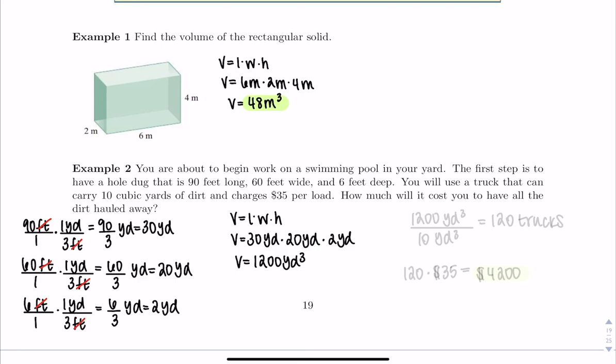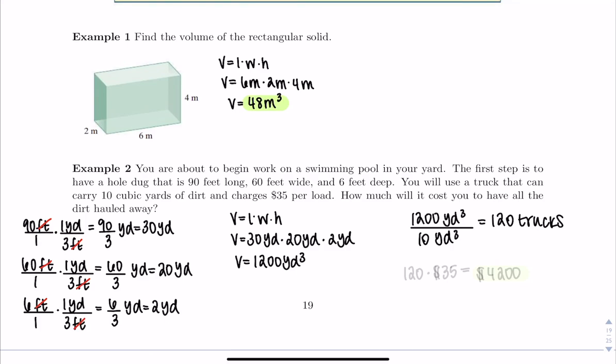Now our trucks can haul away 10 cubic yards. So if there's 1,200 total, and we can only take away 10 at a time, we're going to take our 1,200 and divide it by 10. And so this would end up being 120 trucks would be needed.